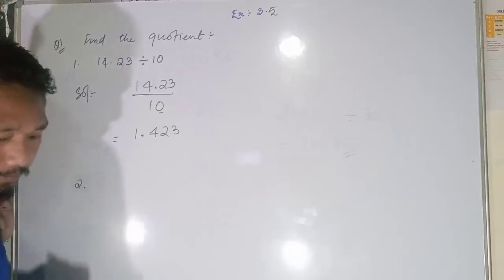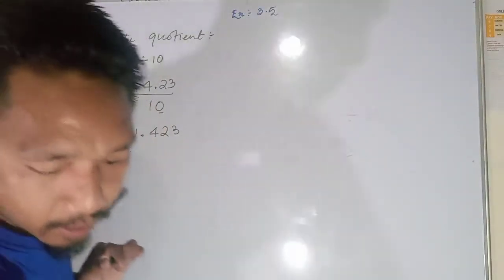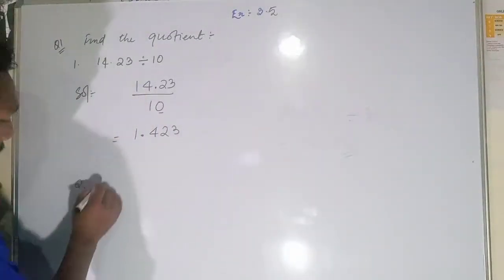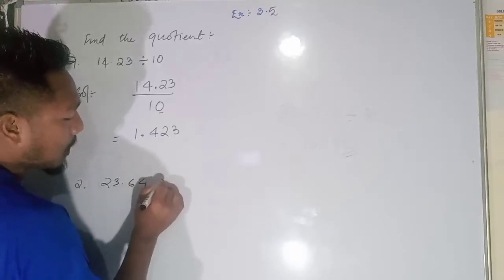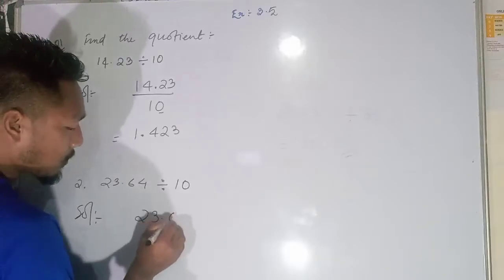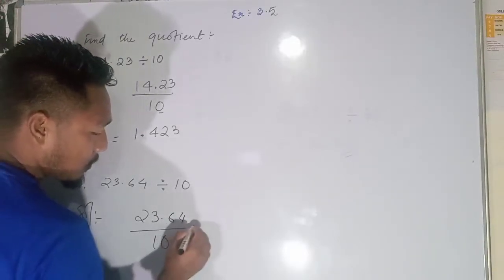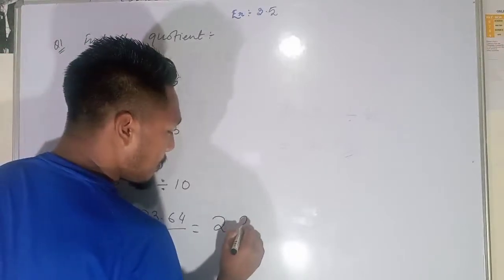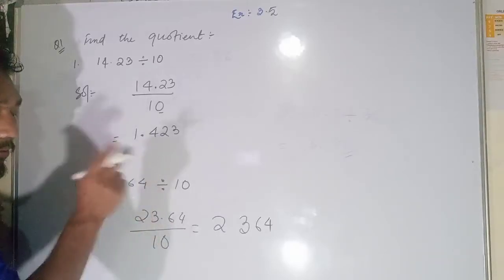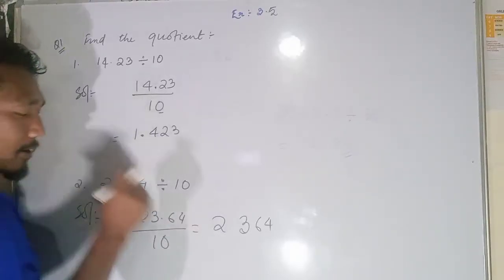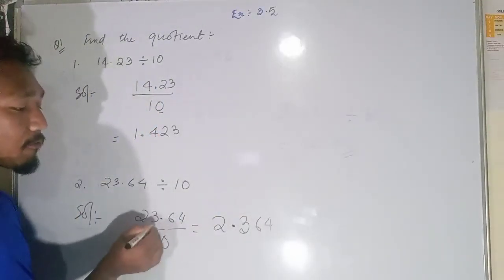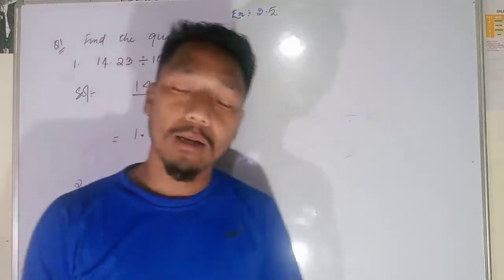Next, question number 2. 23.64 is divided by again 10. So I can write this one as 23.64 divided by 10, which implies that I can write the same number 2364. Now this point will shift. Since we have only one 0, that means this point will shift toward the left by only one number, so it will come in front of 3. Okay, so this is how the division by 10 works.